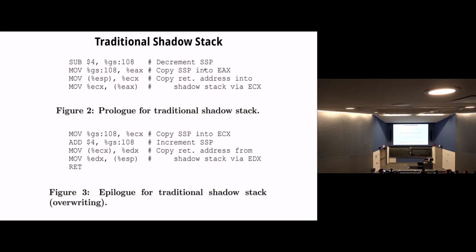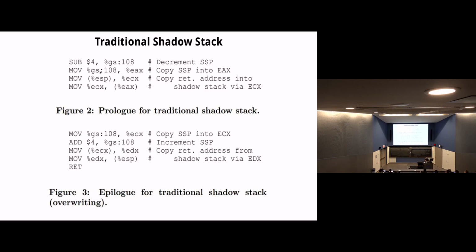So here we have the prologue for the traditional shadow stack. Where do we put the shadow stack? Let's assume we put the shadow stack at a location called GS:108. GS is another general register. So far we haven't been using it, but later you will see we're going to use this. GS with offset 108 is where we put the shadow stack pointer. The CPU doesn't directly support a shadow stack, so there is no register called a shadow stack pointer. That's why we just use a memory location for the shadow stack pointer. And the memory location is here.